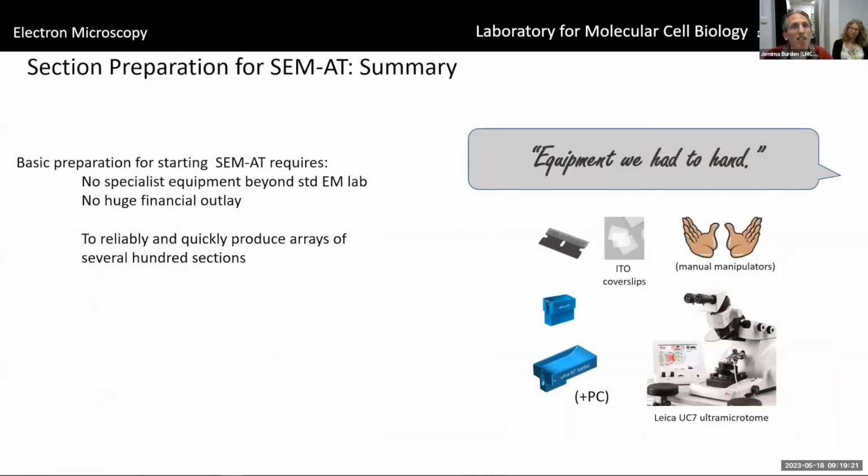So just to summarize this section preparation part of the talk, we've been able, using no real specialist equipment and with no huge financial outlay, to get started in array tomography. And that's allowed us to reliably and quickly produce arrays of several hundred sections. And by quickly, I'm talking about an hour and a half from starting to attack your block with a razor blade to having your sample in the microscope. All achieved with just razor blade, some cover slips, our hands, knives that we had in the lab, which we performed slight modifications to, and a standard microtome. And having done all that, you're ready for your imaging.